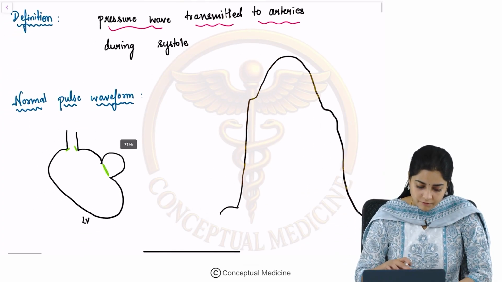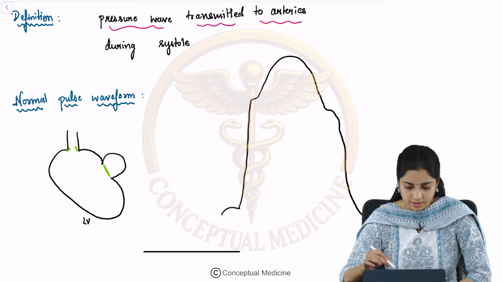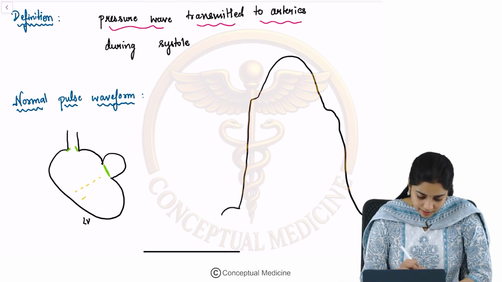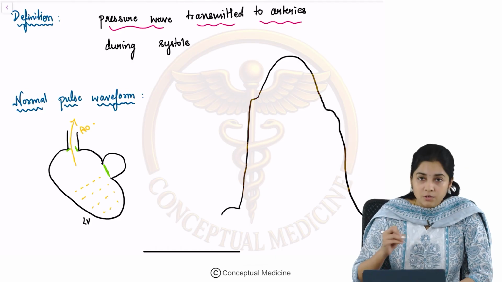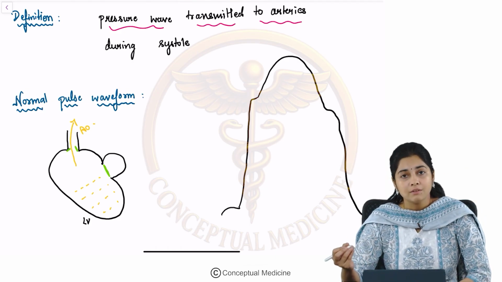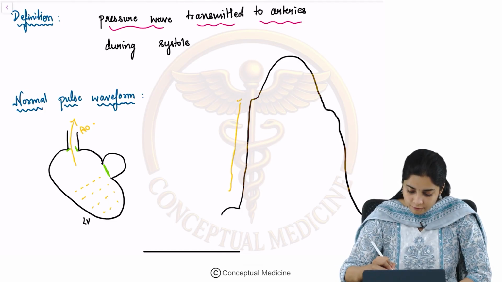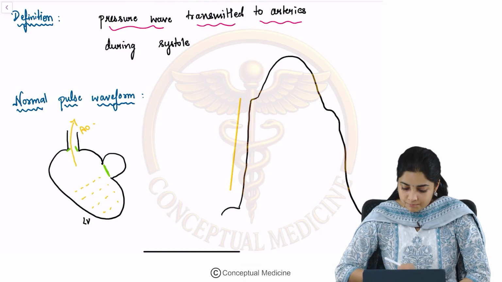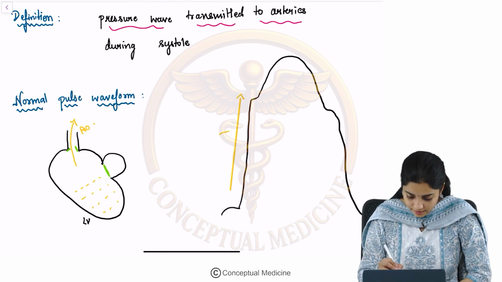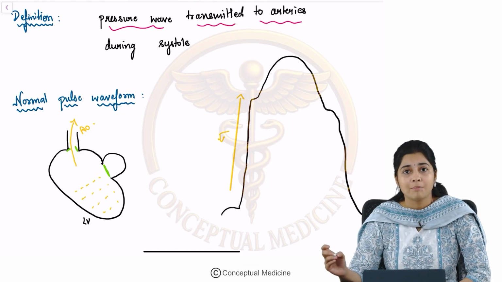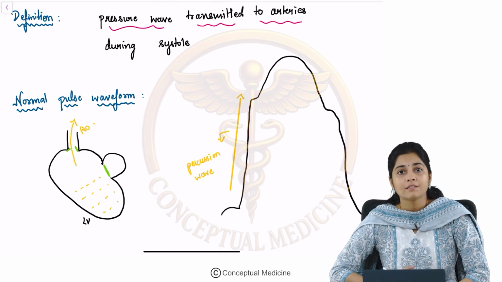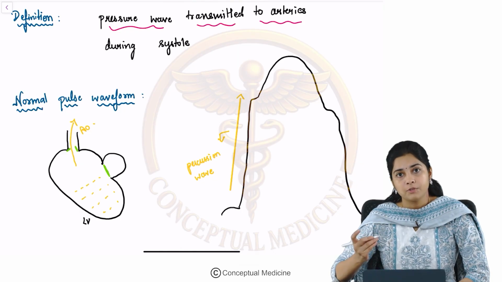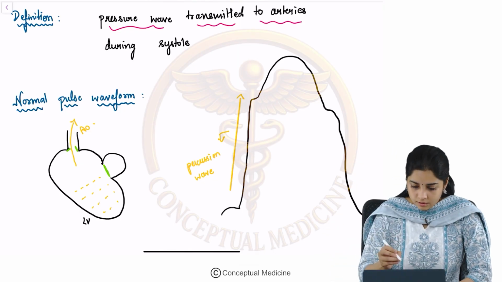Let us understand the basic physiology behind how the normal pulse wave is generated. First, when the heart is contracting, there is blood in the LV and the blood is then pushed out to the aorta. This results in a positive pressure in the aorta. This is what is demonstrated as the first upstroke in the pulse waveform, which we call the percussion wave. The percussion wave is the first positive pressure waveform which is generated when the blood flows from the LV to the aorta.